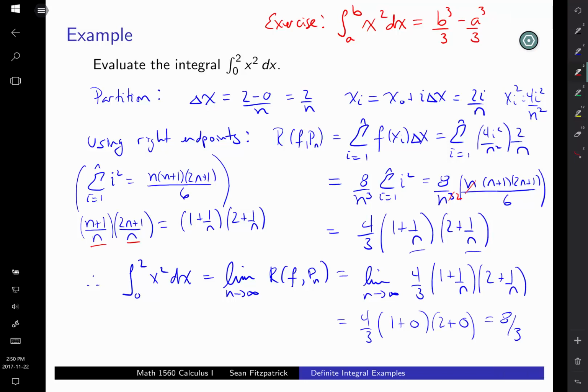Everything looks more or less the same as what we just did, except your delta x is going to be b minus a over n, and your xi is going to look like a plus i times b minus a over n. So the algebra is a little bit more complicated, but the outcome is the same in the end. So you can give that a try if you're interested.